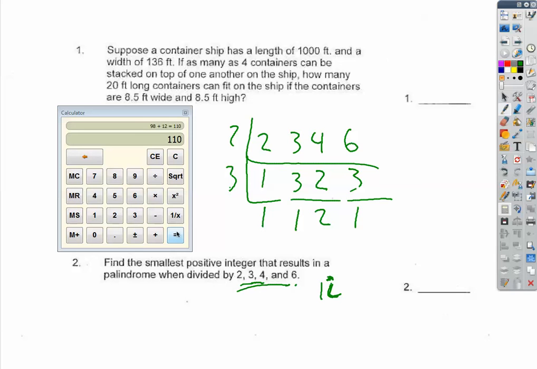Okay, so what palindromes are there? That's the other way to look at it. So we have small ones: 33, 44, 55, 66, 77, 88, 99. So it's probably not going to be much bigger than that. So the question is, results in a palindrome when divided by 2.